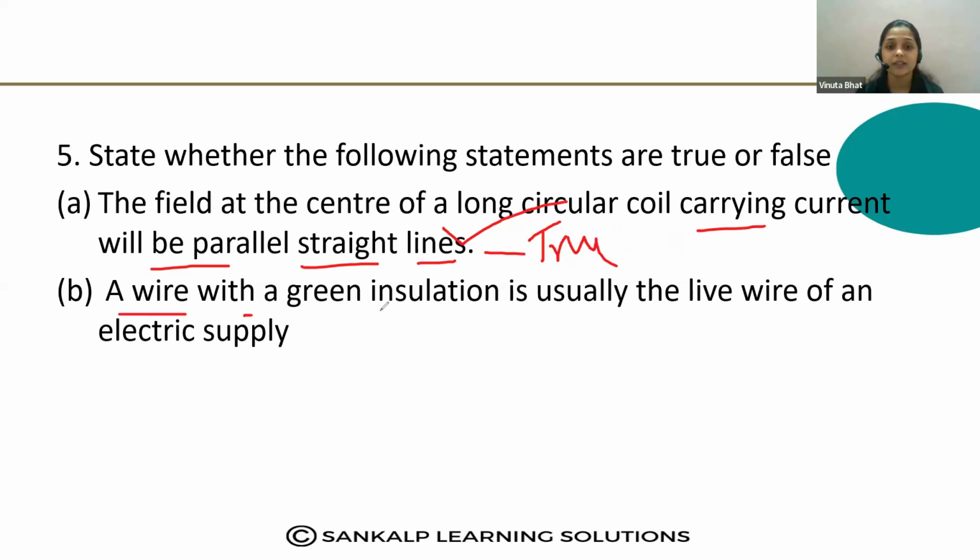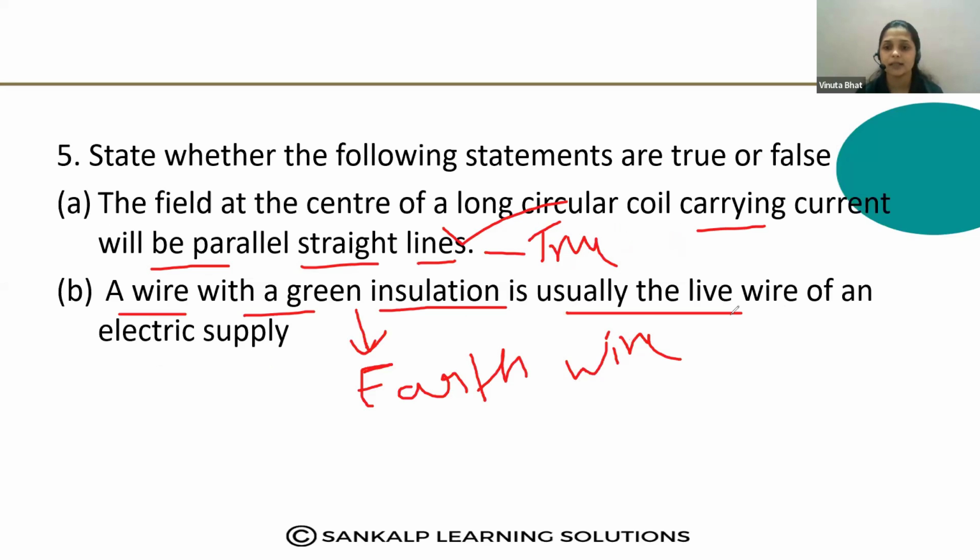Here, a wire with green insulation. Green insulation represents the earth wire, right? That is not a live wire. That represents the earth wire. It is usually the live wire of electric supply: this is false.